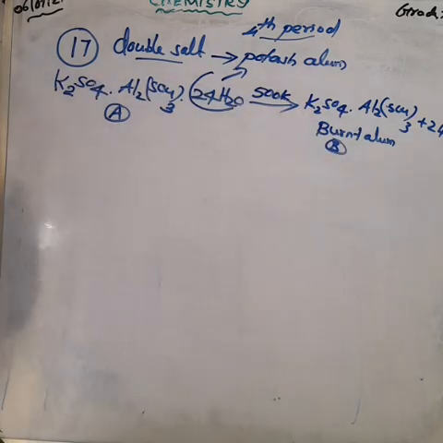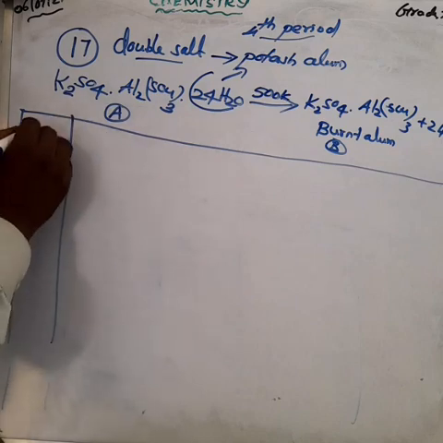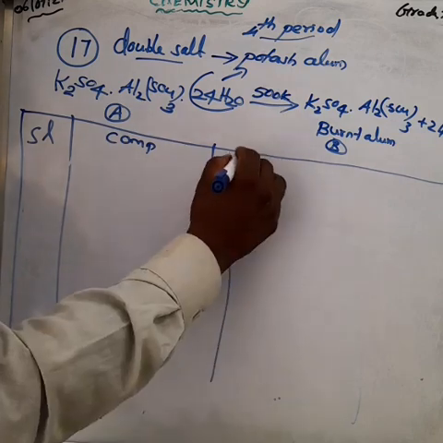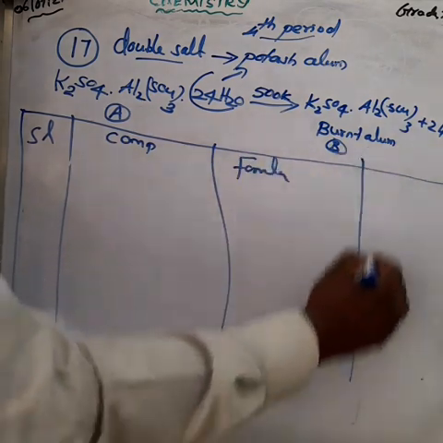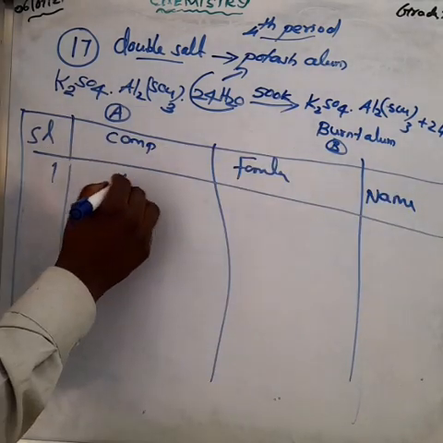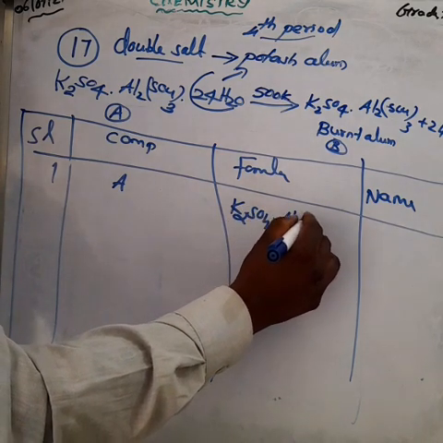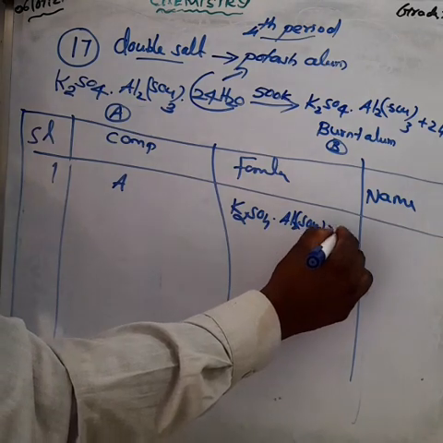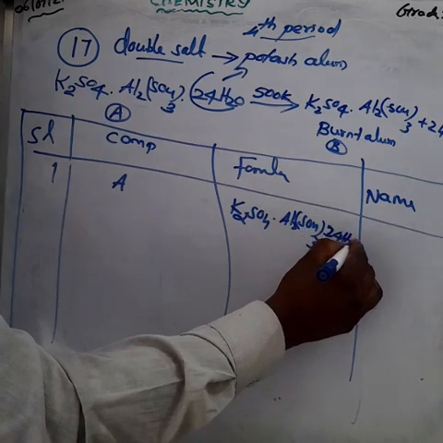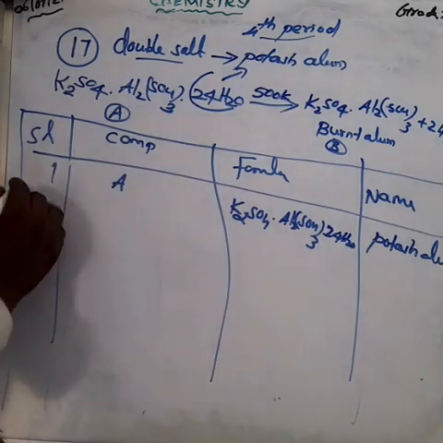So how to write the table? First you have to write the serial number. Second column, the compound. Third, the formula. Fourth, the name. Serial number 1 is compound A. What is the formula of potash alum? K2SO4.Al2(SO4)3.24H2O. What is the name of the compound? Potash alum. Second one, serial number 2.